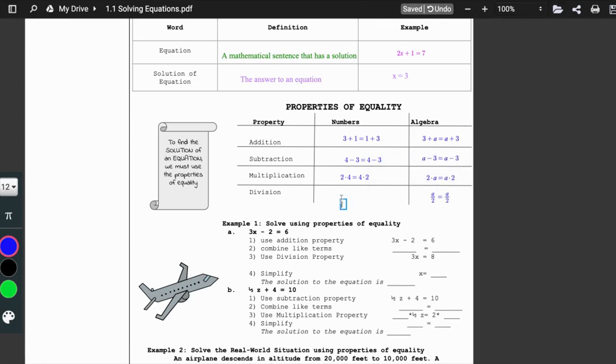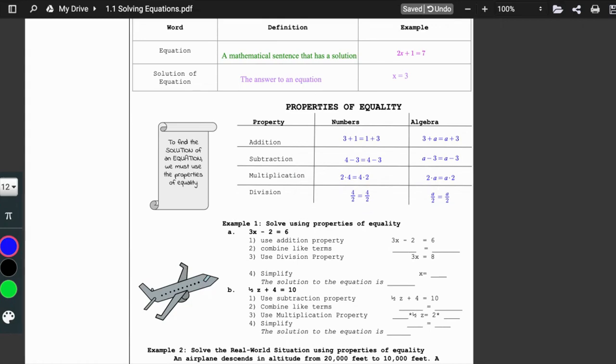And again, looking at an example, if I had 4 divided by 2, that is the same thing as 4 divided by 2. It seems pretty straightforward and like you probably don't need it, but it's just having this here because going ahead, we're going to use the addition property. It just means that whatever you do to one side, you have to do to the other.